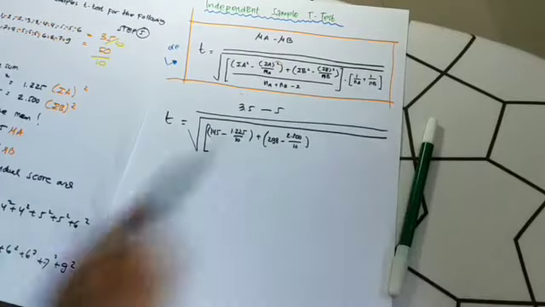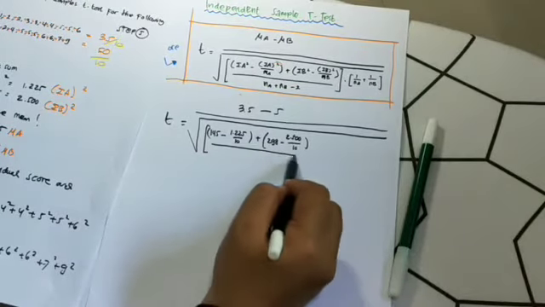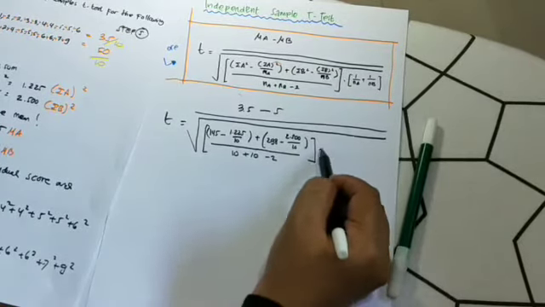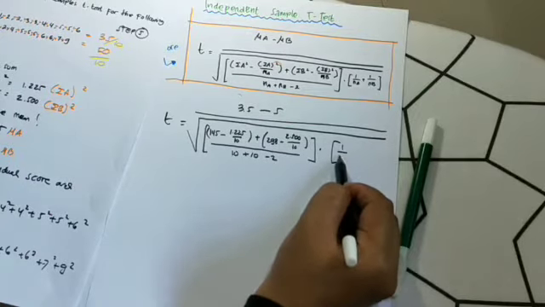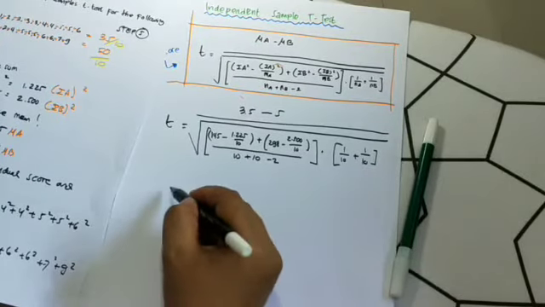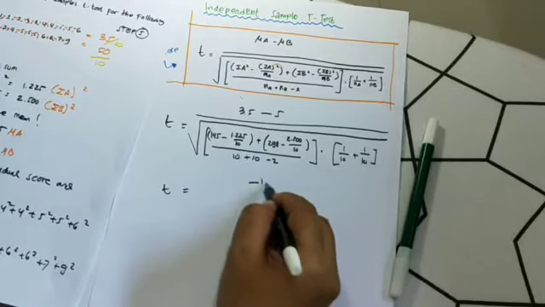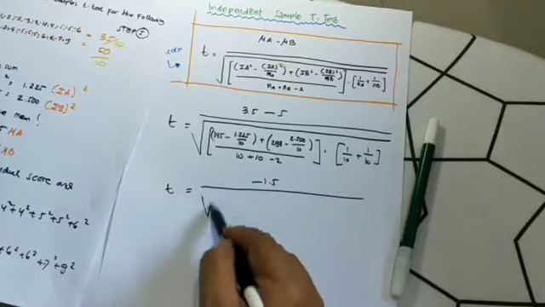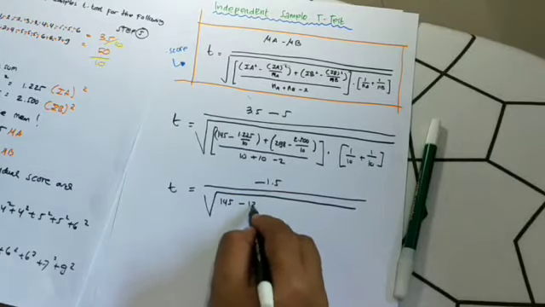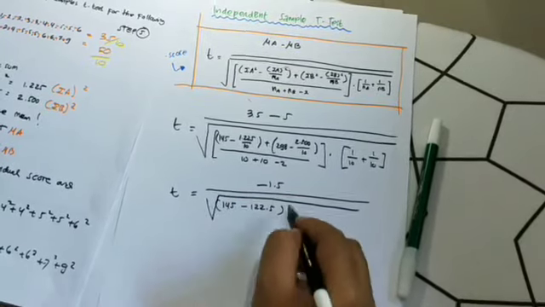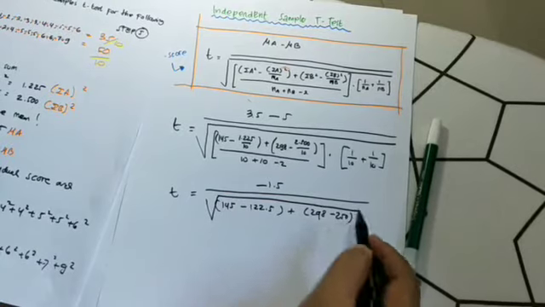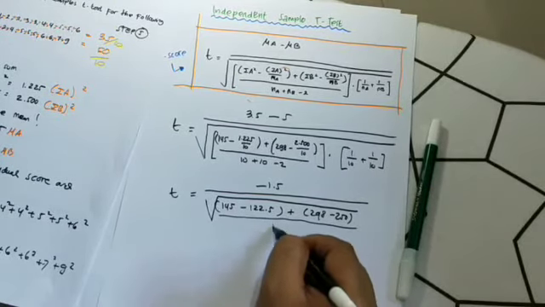Okay, take this one and then divided by 10 plus 10 minus 2, times 1 divided by 10 plus 1 divided by 10. Okay, then you got T equals minus 1.5 divided by 145 minus 122.5 plus 298 minus 250 divided by 18.